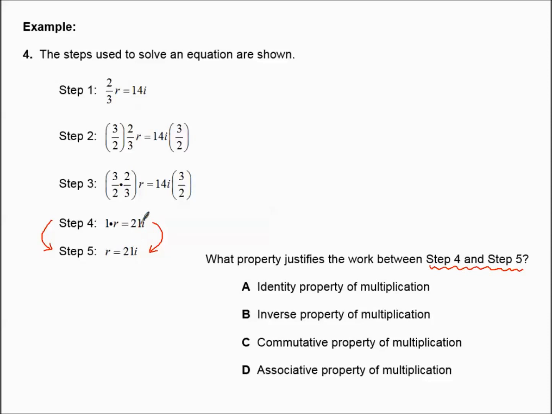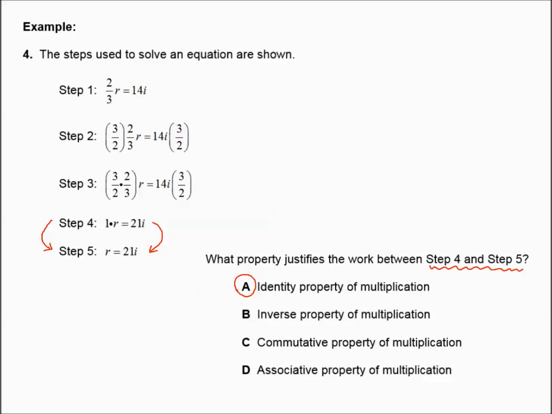Well, nothing changed on this side. The only thing that changed is 1 times r was r. And if we multiply by 1 and nothing changes, that must be the identity property of multiplication. Excellent. So that's exactly what we used, the identity property of multiplication.